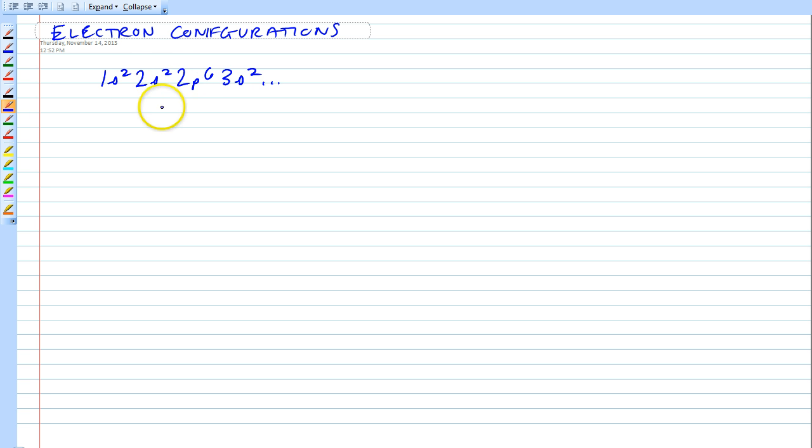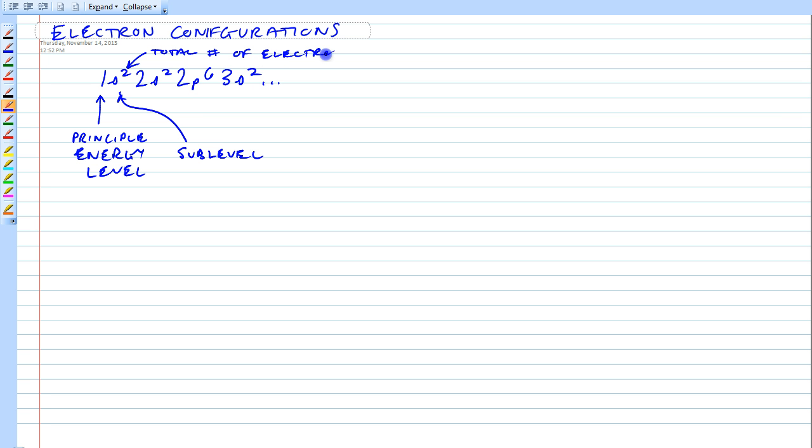First of all, you've seen something like this before, so let's break this down and look at what these numbers mean. This number here, the 1, is the principal energy level. The S is the sublevel. And the superscript 2 is the total number of electrons in that sublevel.